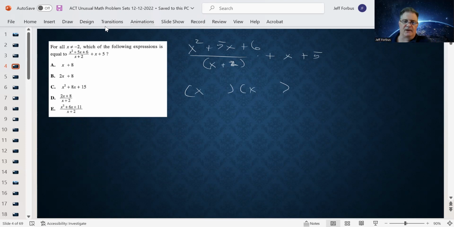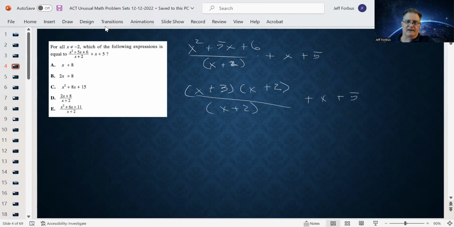So we need to figure out 2 numbers that we can multiply to get 6 yet add together to get 5. So 3 and 2 work. And notice that we have 2 positive signs in the quadratic equation right there. So therefore, we're going to have a plus sign here and a positive sign here. And notice they're all divided by x plus 2. Now we're going to put plus x plus 5.